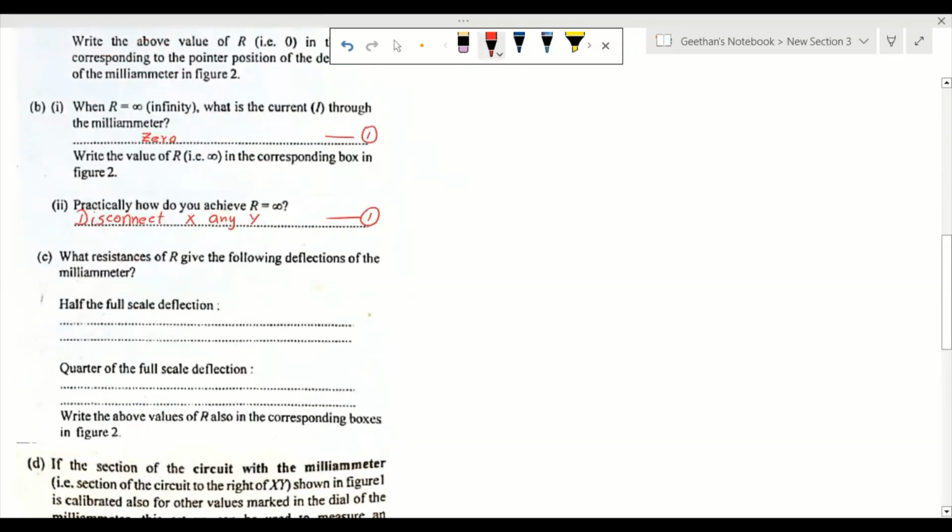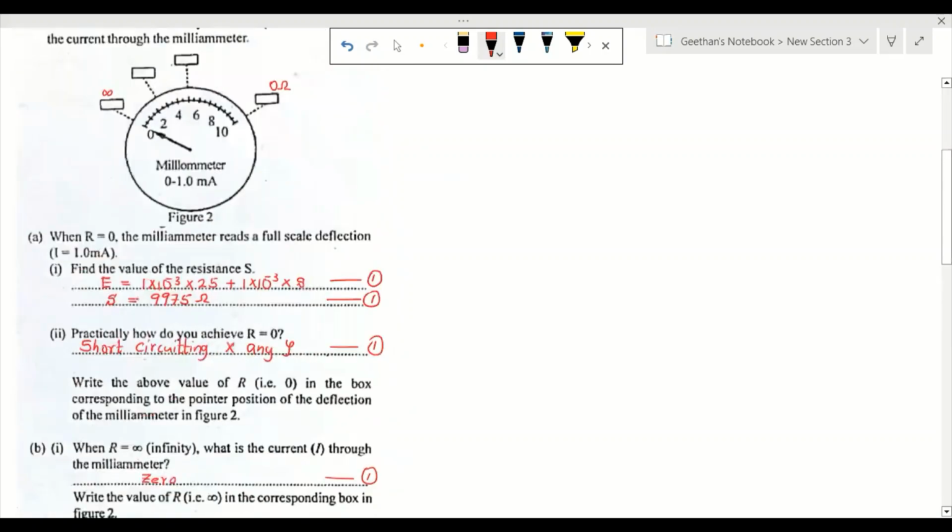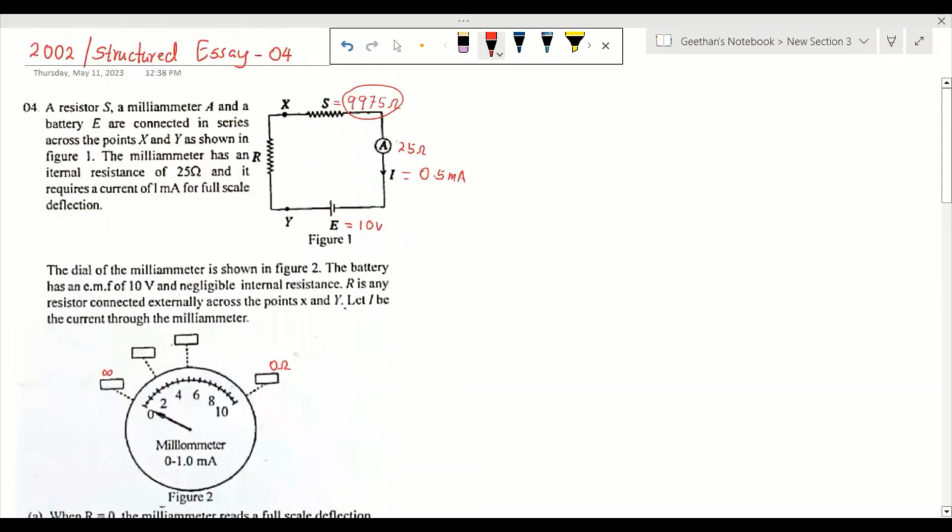Here they have given 2 lines for that. You can say that E, or 10 volts, is equal to half the deflection, which is 0.5 milliamperes, so that is 0.5 into 10 to the power minus 3, into R plus the other resistance from the milliammeter and S, so that is going to be 10,000. I think you understand this, because when you add this to this, you get 10,000, right?